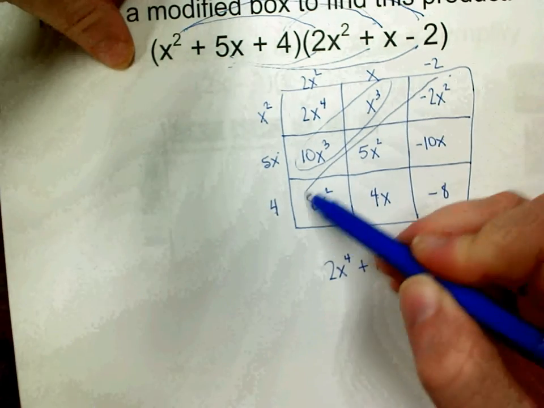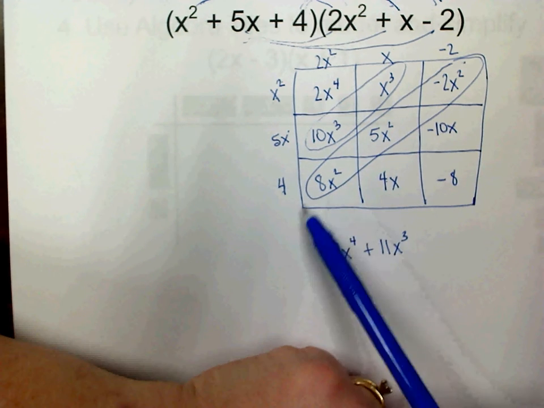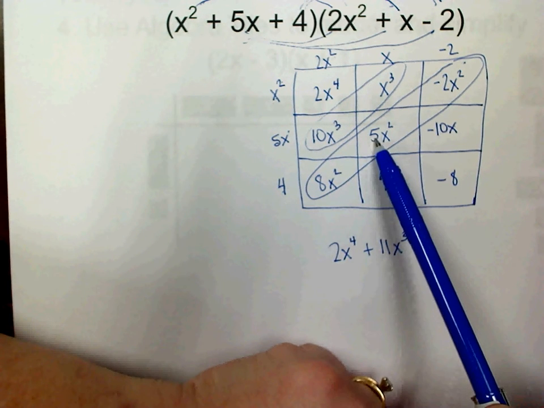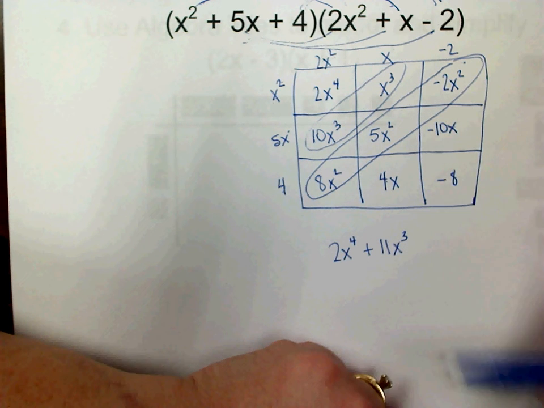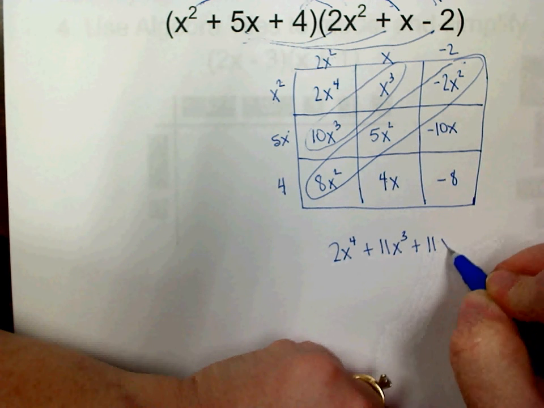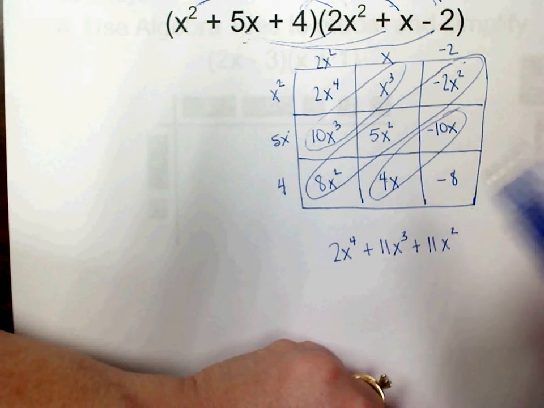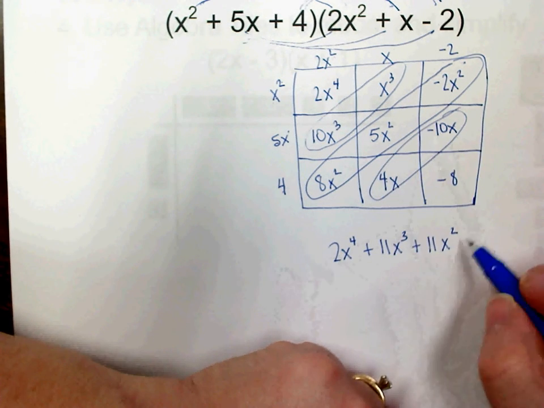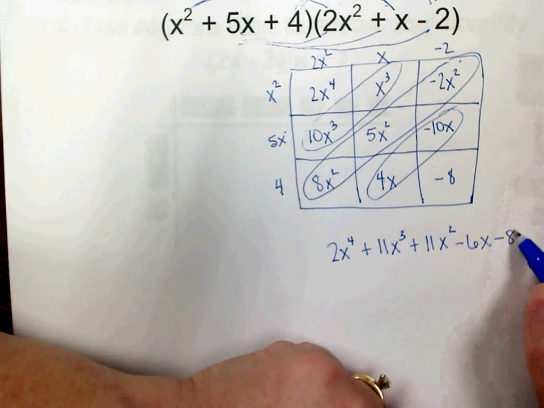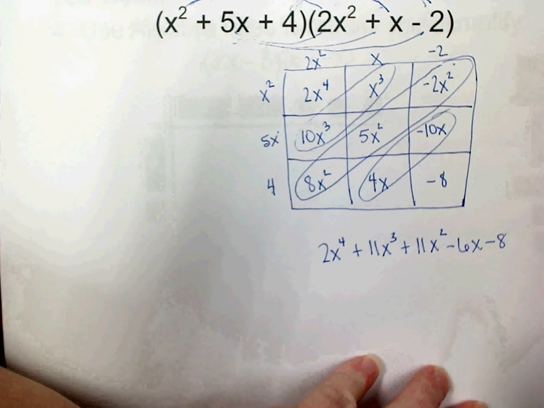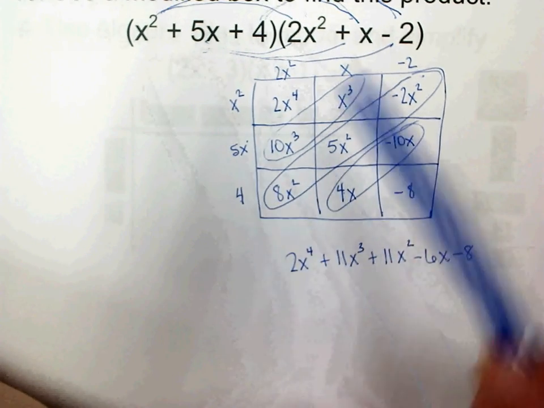So how many x to the seconds do I have? 8 plus 5 is 13, and then a negative 2 brings me down to 11x squared. Then my x's, I have 2 of those. 4 and negative 10 make negative 6x, and then I only have one constant, which is negative 8. So there is my final answer for the product of that trinomial times that trinomial.